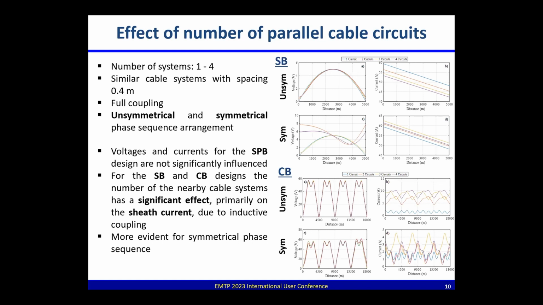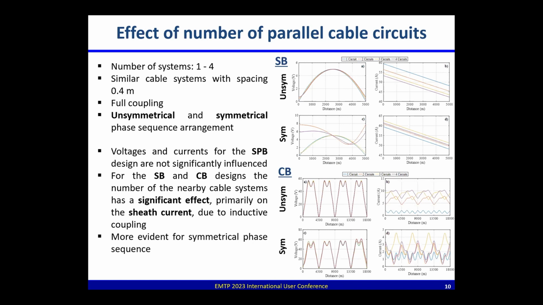You see, for the original case with one circuit, the current level is here, and by adding circuits in the asymmetrical case, you can see that we have a reduction, which might be of interest for the current rating case, but also when we are doing the analysis in order to end up with the proper bonding scheme, because you see that the differences are at the level of several amperes. And accordingly, we have recorded differences also for the symmetrical case.